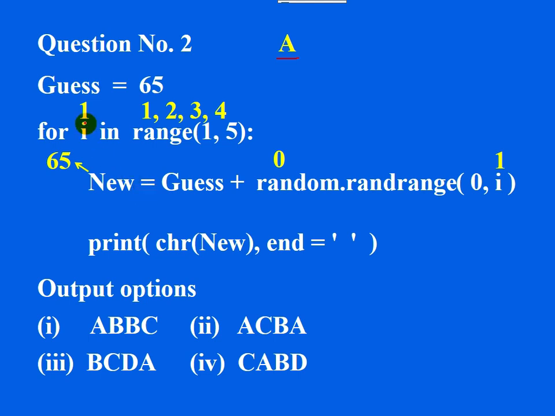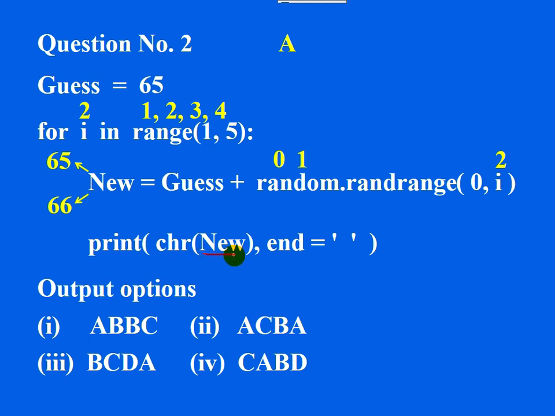Now i takes the next integer in the range. So your i contains 2. random.randrange(0, 2). The randrange function returns a random integer between 0 and 2 minus 1, 0 to 1. So what are the possibilities here? Guess contains 65. So 65 plus 0, variable new may contain 65. 65 plus 1, so variable new may contain 66.